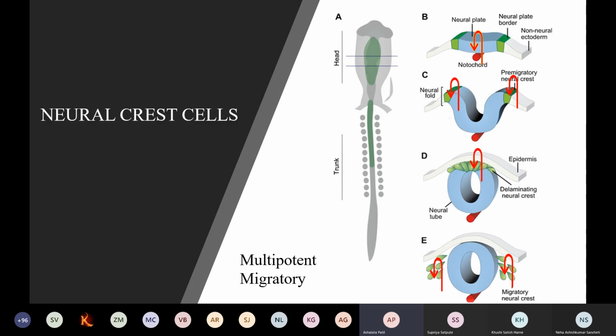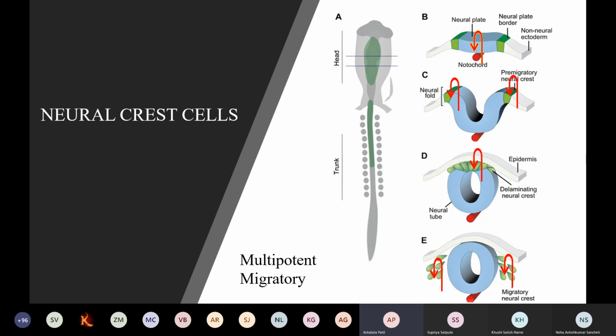And lastly, something about the neural crest cells. What are these neural crest cells? Here you can see the neuroectoderm, or neural plate, is formed just dorsal to the notochord. Now this neural plate depresses beneath the surface ectoderm. At the margins, these margins of the neural groove are called neural folds.